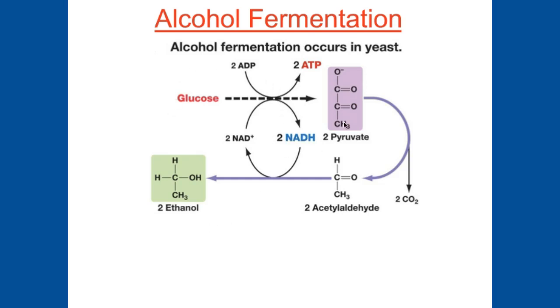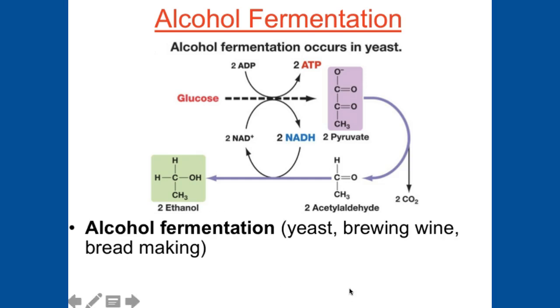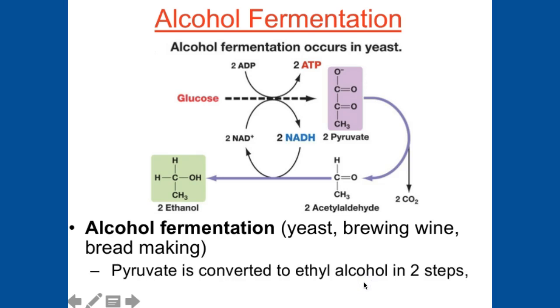Once again, glycolysis still occurs, but after that, we will not undergo the normal aerobic respiration stages. We will go this route and result in the ethanol alcohol at the very end. This is also how beer, wine, and bread are made. So pyruvate, once again, is converted to those 2 ethyl alcohol in those 2 steps. And remember that release of carbon dioxide here as well.